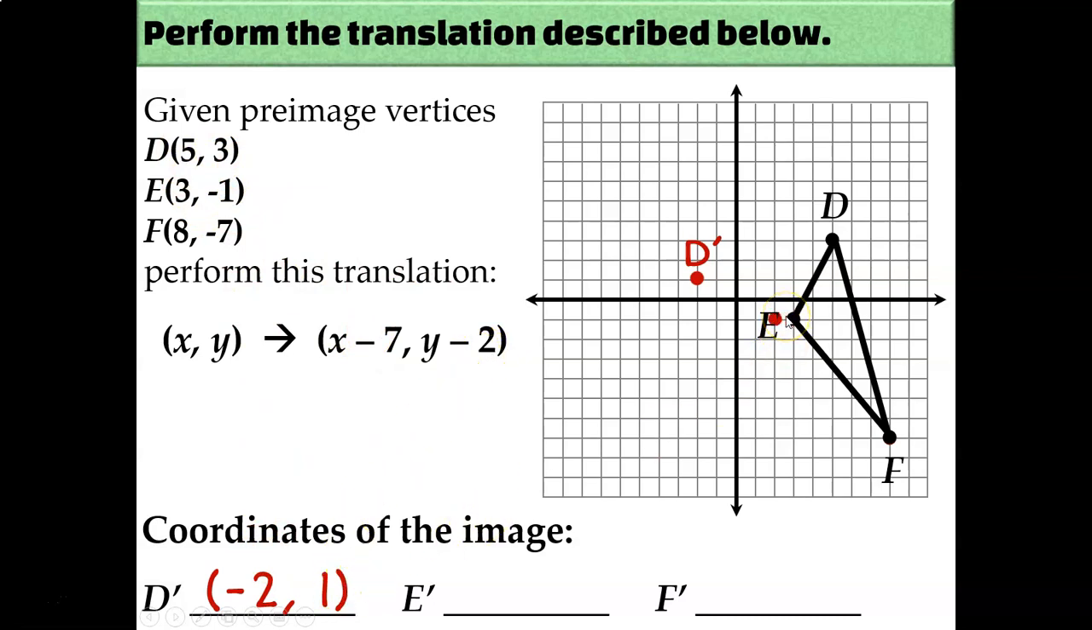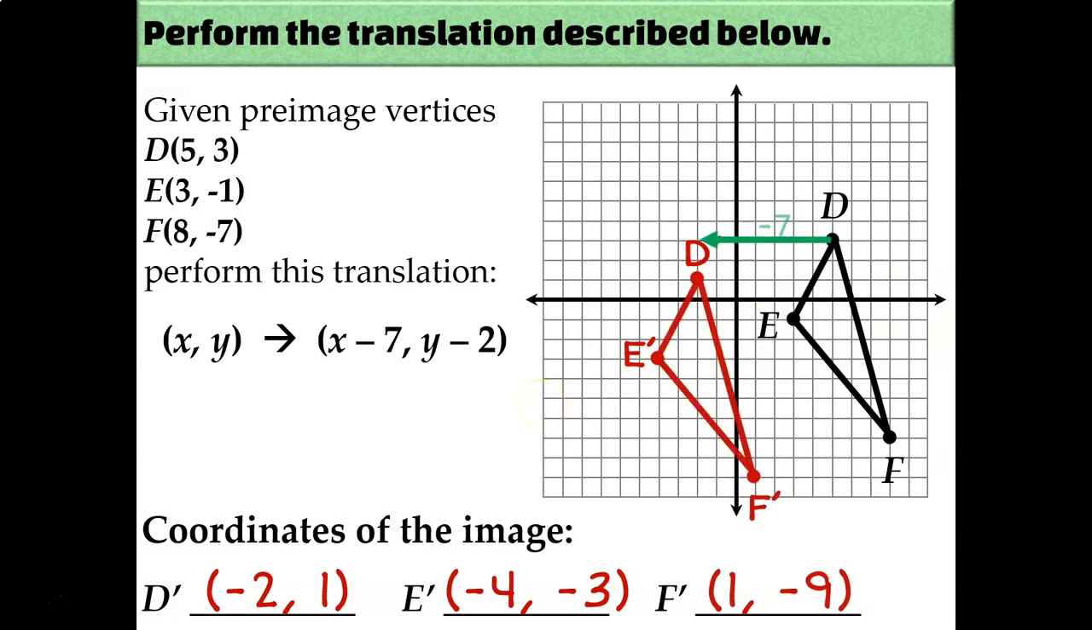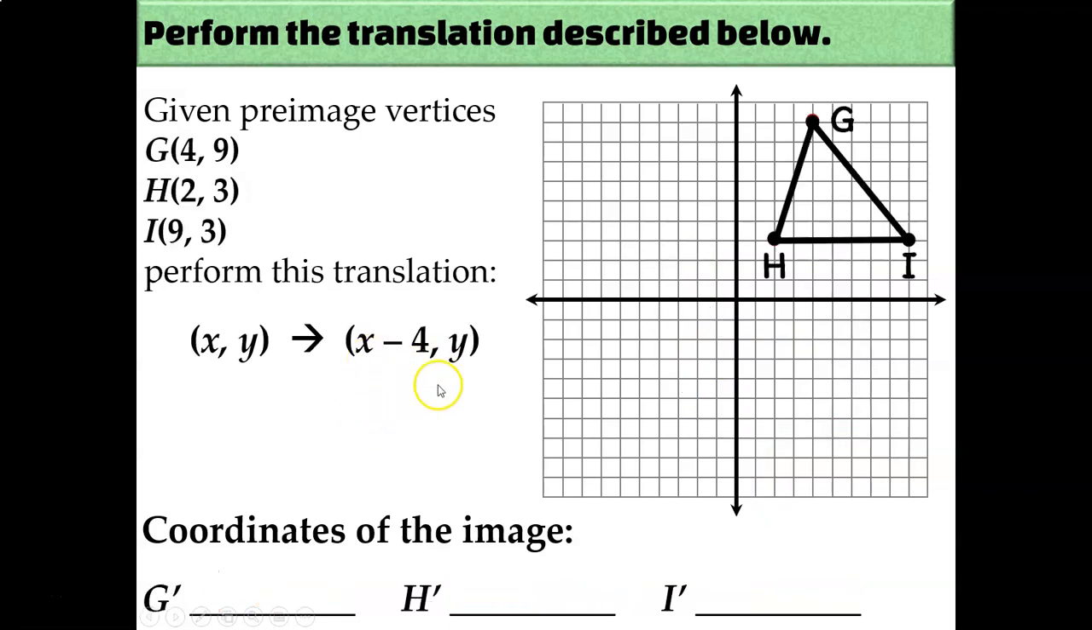For E, again, I go to the left 7, down 2, gives me the coordinates of -4, -3. For F, you go to the left 7, down 2, and you get 1, -9. So these are the coordinates of our image triangle, which we got from going left 7 and down 2, or by subtracting 7 from each of the x's and subtracting 2 from each of the y's. But what's going on with our next rule?